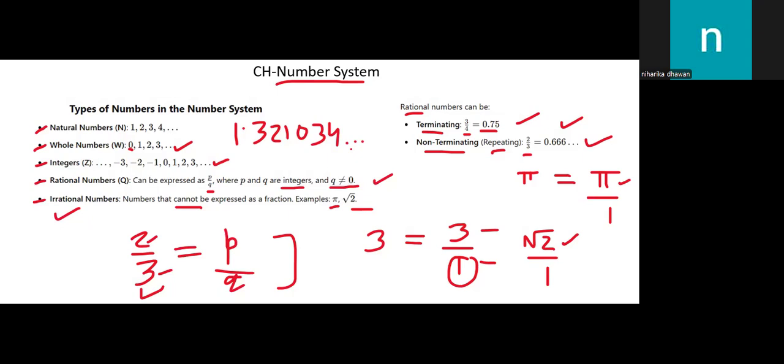It's going on after 4 also. So it is non-terminating. It is also non-repeating. Why? Because digits after the decimal are not repeating. We have 3, 2, 1, 0, 3, 4. So none of the digits are repeating after that. So it is non-terminating and non-repeating. So we call non-terminating, non-repeating numbers irrational numbers. So we have talked about natural numbers, whole numbers, integers, rational numbers and irrational numbers. Rational numbers can be terminating and non-terminating repeating, and irrational numbers are non-terminating, non-repeating.